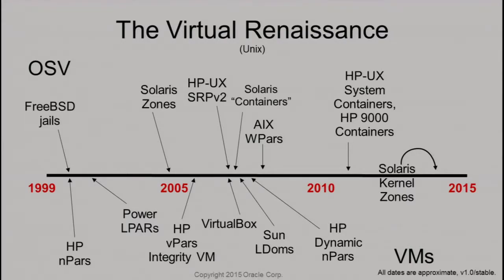In 2008, IBM came out with AIX Workload Partitions, WPARs, basically a clone of zones. The features all line up. They did have some additional features that Solaris Zones didn't, which is good for them.